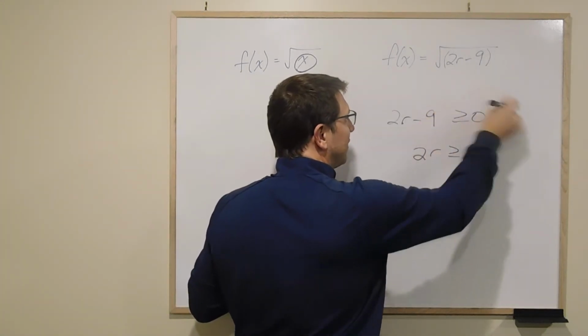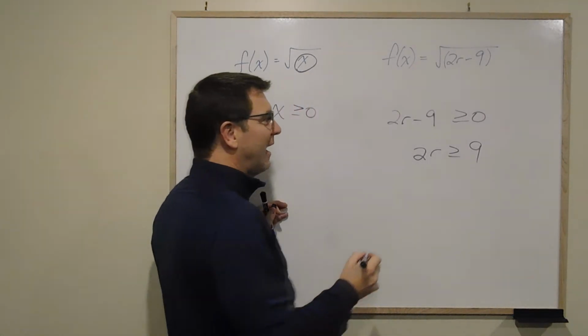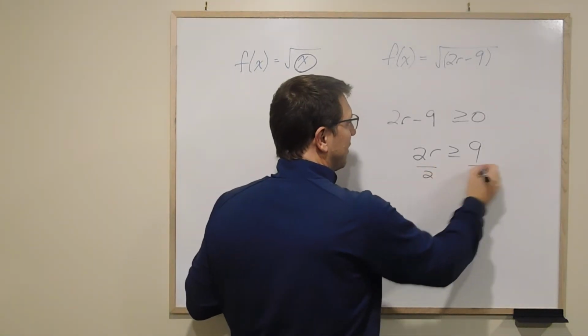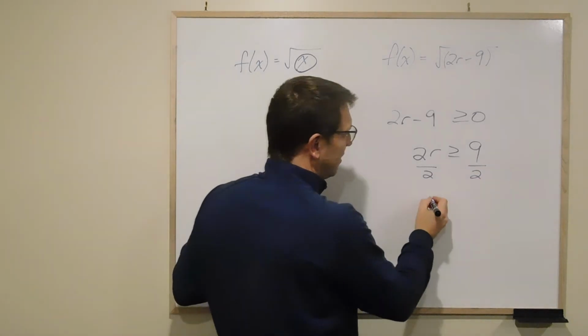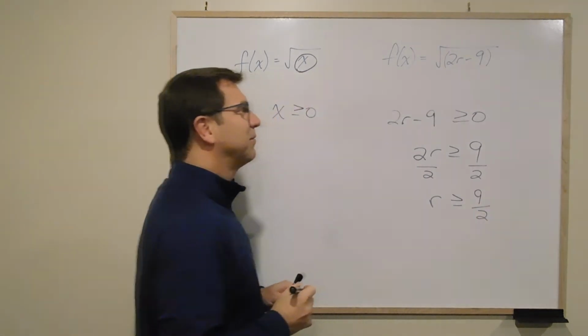2r is greater than or equal to 9, so we take the 9 to the other side and make it positive, just like we would. And then we divide by 2, just like we normally would with an equation. And r has to be greater than or equal to 9 over 2. And that's why they get that.